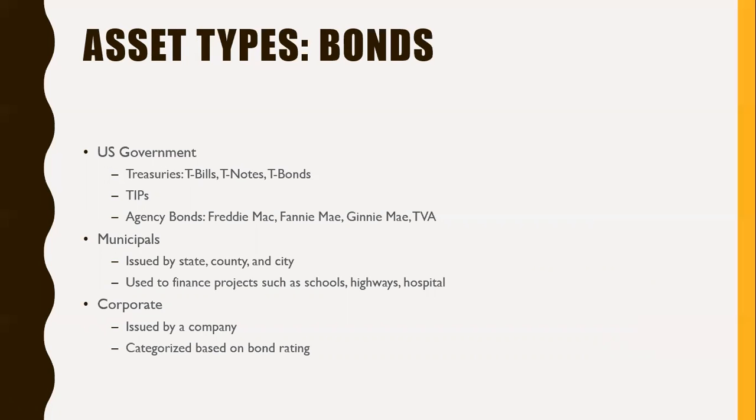Munis or municipal bonds are issued by state, county, and city governments. They're used to finance projects such as schools, highways, hospitals, infrastructure, etc. Corporates are issued by companies, and they are categorized based on their bond rating.